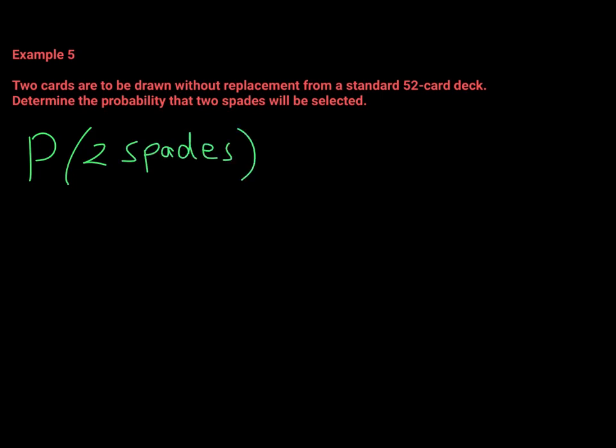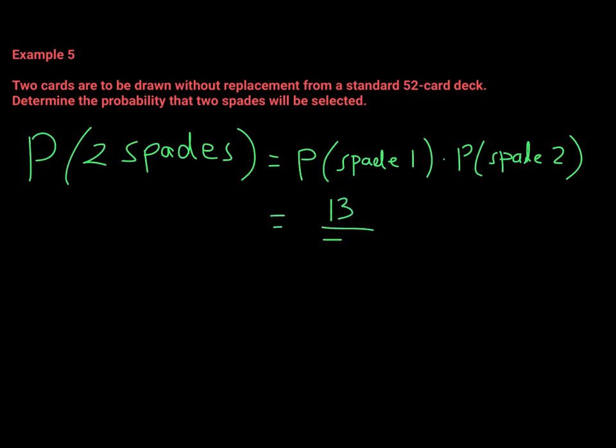Okay, so then this is going to be equal to the probability of spade number 1 times the probability of spade number 2. Now remember that this is without replacement. All right, there are 13 spades out of 52 cards. But now that you took one of them out, right? So we're assuming that this event happened. That means there's one less spade now in the deck. So now there's only 12. And there's not 52 cards anymore. There's now only 51 cards because you pulled one out.